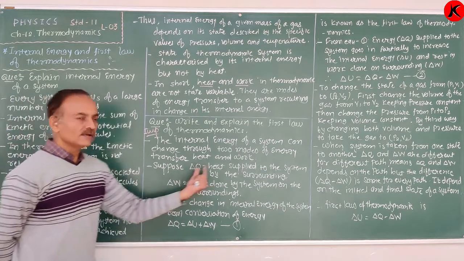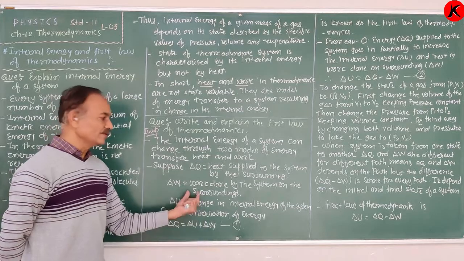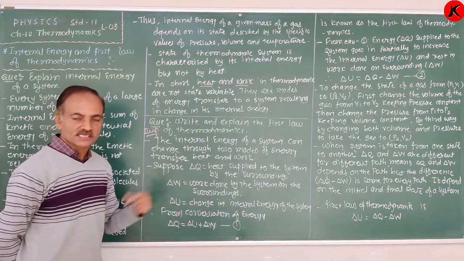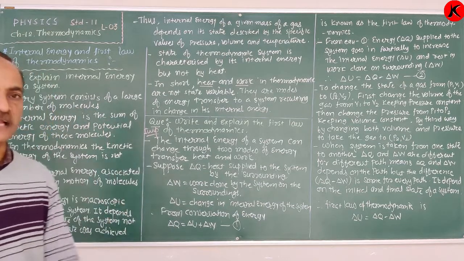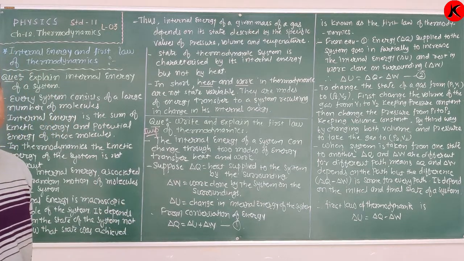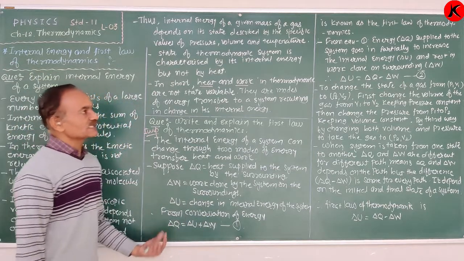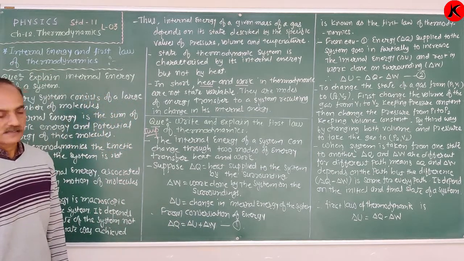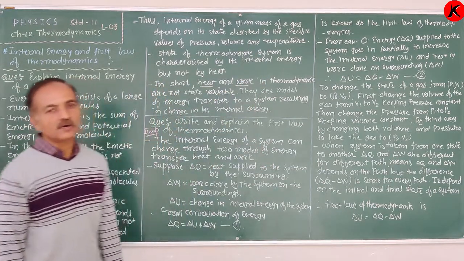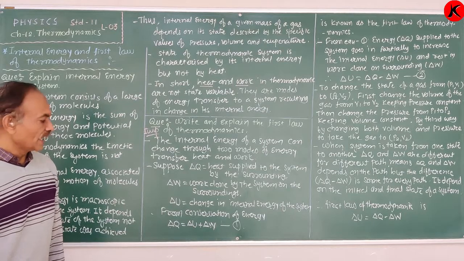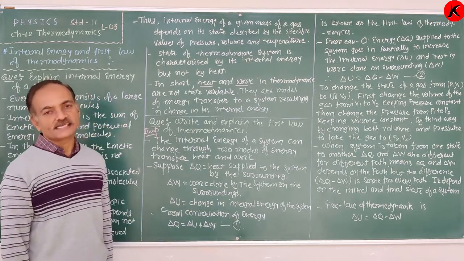What is delta Q? It's the heat supplied to the system by the surrounding. What is delta W? Work done by the system on the surrounding. And what is delta U? Change in internal energy of a system. Now, this equation is known as the first law of thermodynamics. Equation 1 is known as the first law of thermodynamics. And from this equation, delta U is equal to delta Q minus delta W.